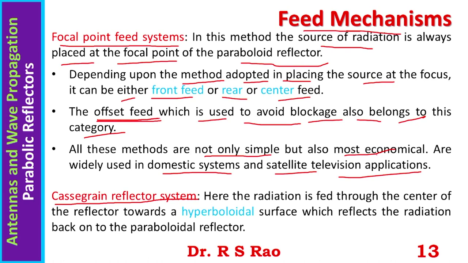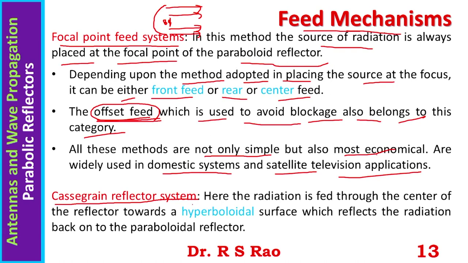One or two points regarding offset feed. In the previous slide, the issue of blockage was explained. When the radiation source is located at the focus, a part of the outgoing plane wave is blocked. It results in gain loss. To avoid this blockage issue, a technique got developed. That technique is offset feed. In offset feed, the main radiation source is not placed at the focal point. Instead, it is placed slightly away from the focal point. This technique we discuss in this session soon.